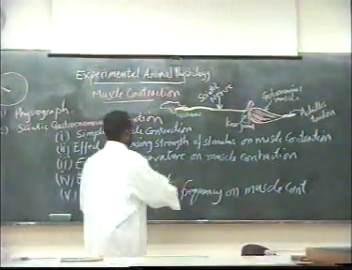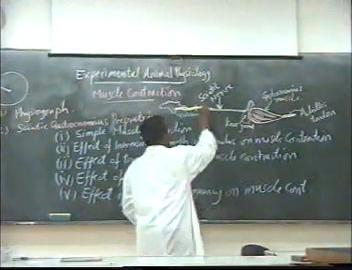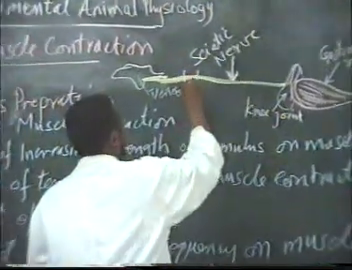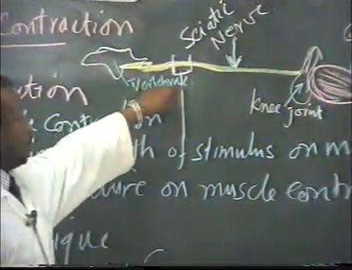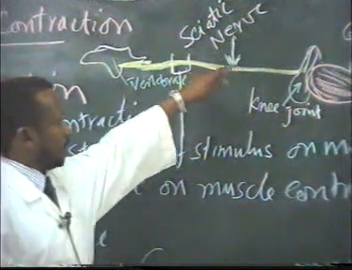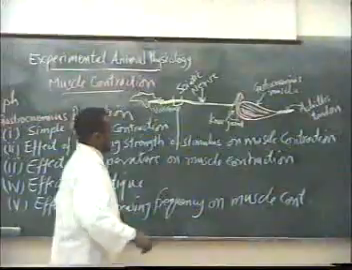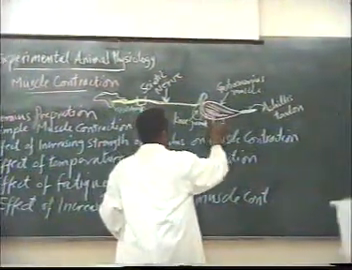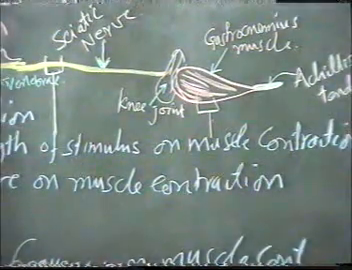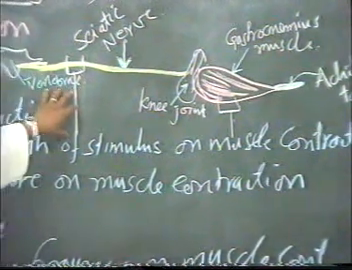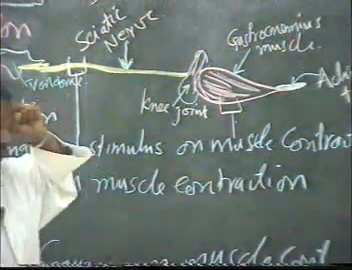Usually we apply the electrode from the stimulator. You can apply the electrode to the nerve so that the stimulus will propagate as an impulse to the muscle and the muscle contracts, or we can apply the electrode directly to the muscle. So this will be direct stimulation, and this is indirect stimulation.